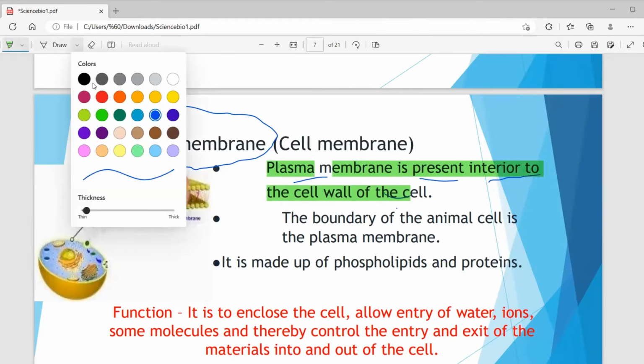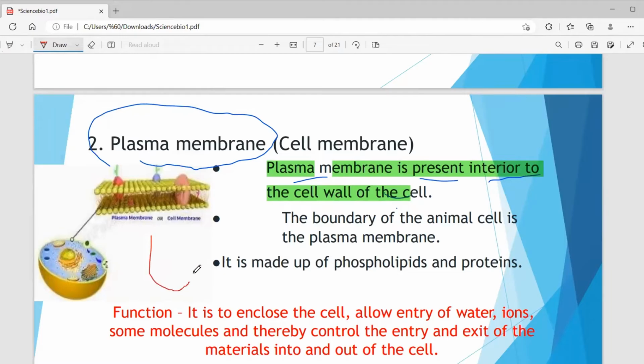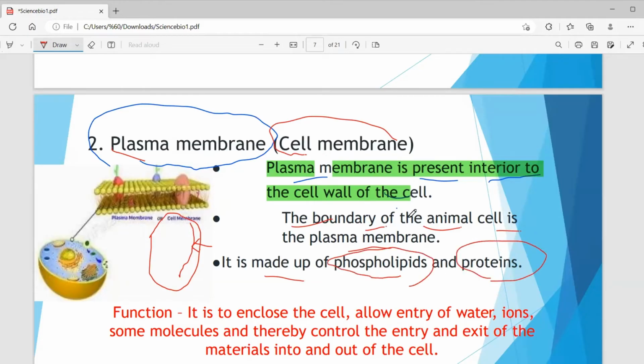When you consider the plant structure, this is the plant cell wall, and from the inside layer, it is a cellular membrane. Cellular membrane or plasma membrane, both are the same term. The boundary of animal cells is the plasma membrane. It is made up of phospholipid and proteins. Very important. Sometimes the MCQ asks what is the main molecule that makes up the plasma membrane?